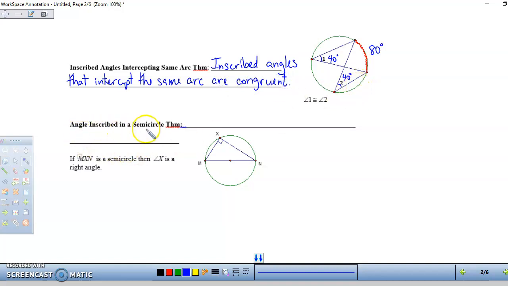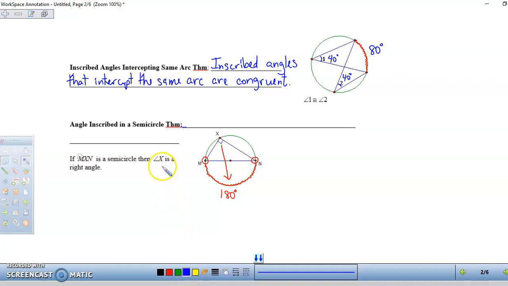Okay, angle inscribed in a semicircle. So here, what you want to look for is that the angle X is inscribed in the circle. And as you can see, it's intercepting the circle here and here. And so its intercepted arc is this semicircle. Well, as we know, a semicircle has an arc measure of 180 degrees. So again, using that first theorem at the top of the page, we would know that this would have to be 90 degrees, or 1/2 the intercepted arc.